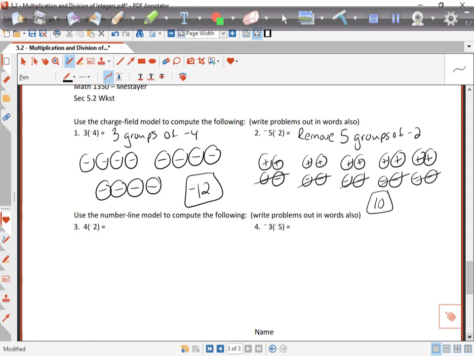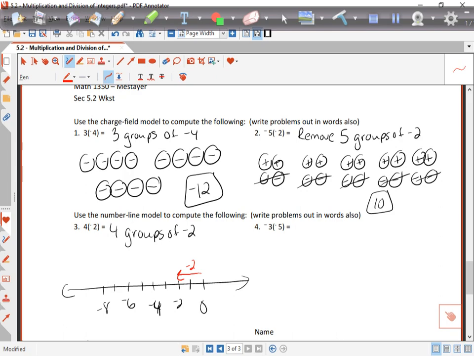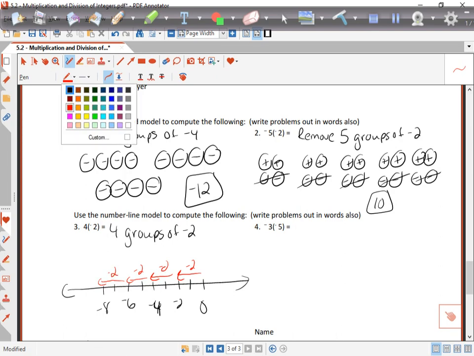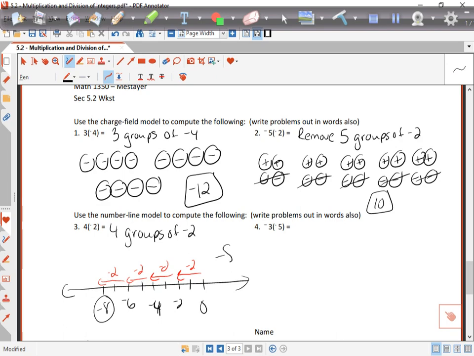Okay, the number line model, again, we're going to write out in words. This will be 4 groups of -2. 0, 2, 4, 6. Show your arrows with -2s above them. And then your answer is -8.